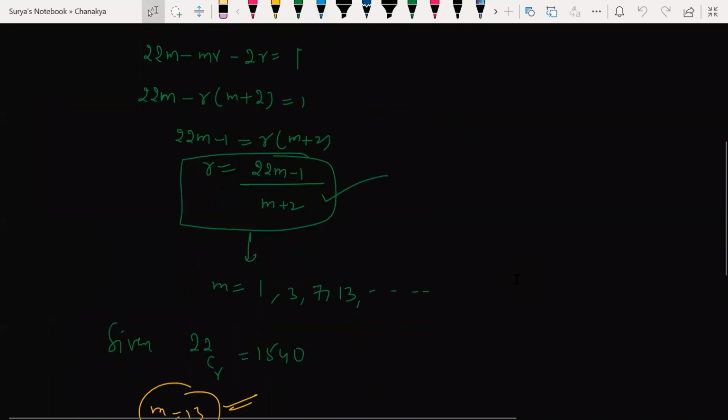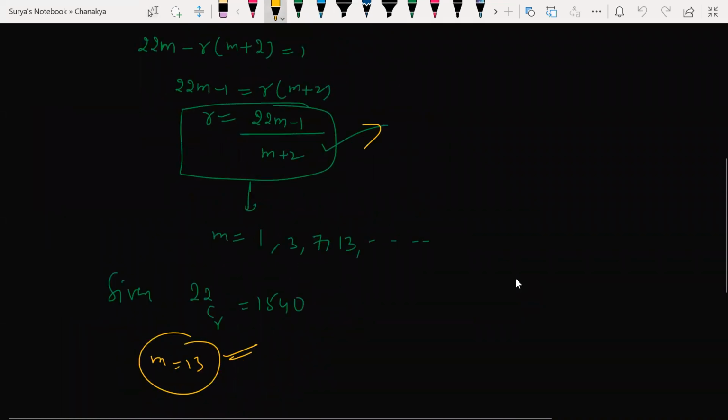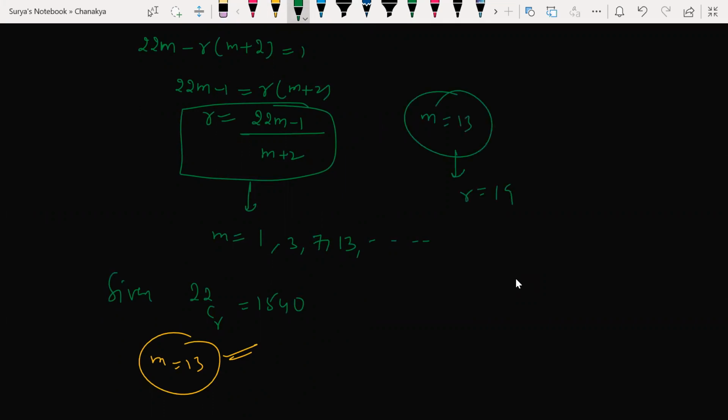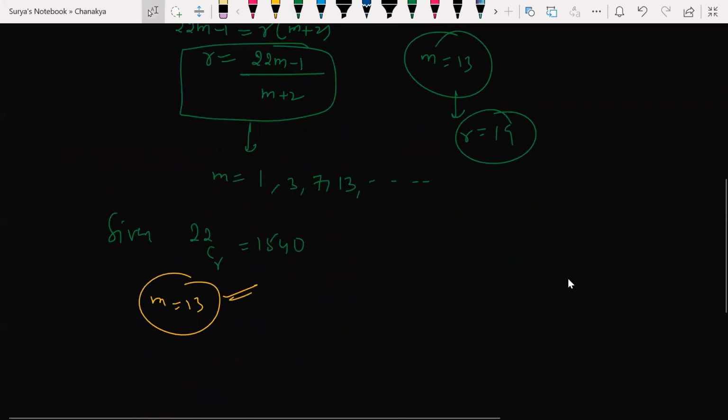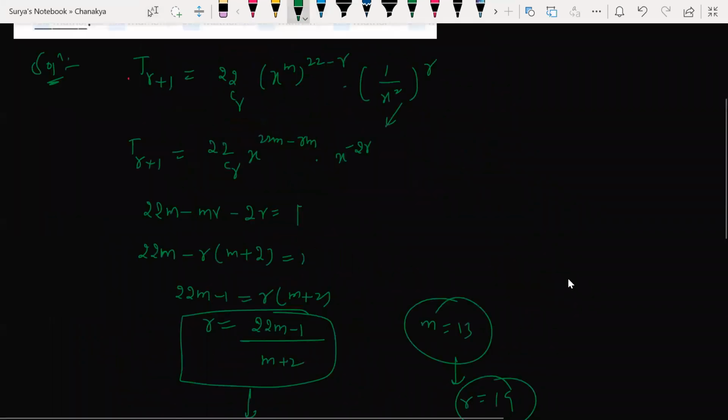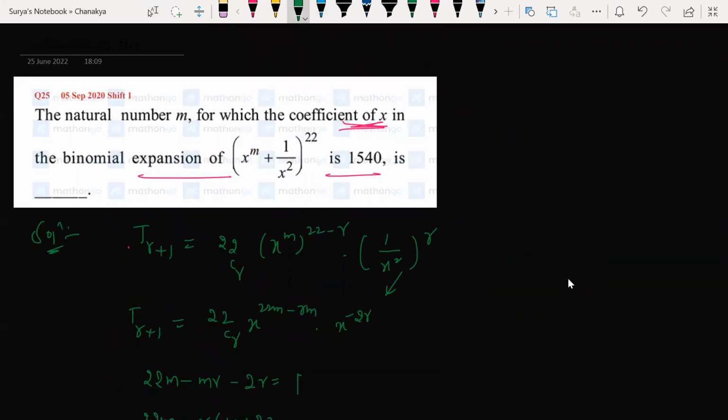Guys, what is the R value I got? See beta, what R value did I get? It is 22 minus M. If I take the possible value of M as 13, I'm getting R value as 19. Understood my point? At R value 19, my M value is 13. That is what he is asking us to find. What is the value of M? M value is 13 at R value of 19.